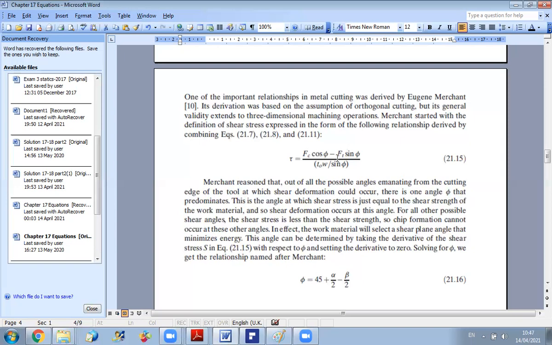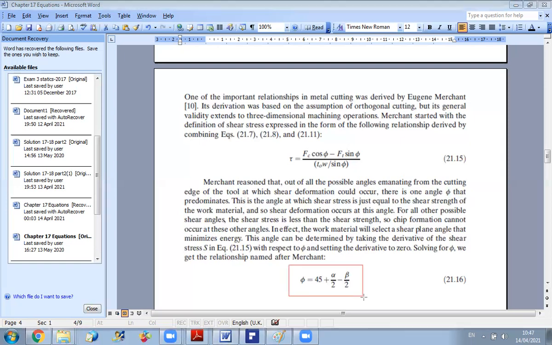When he derived this relation, he came up with the following relation for phi as a function of the rake angle and the angle related to friction. The optimal angle in his derivation was phi equals 45 plus alpha over 2 minus beta over 2. So if they ask you what is the optimal cutting shear angle, you can use this formula. And if you are interested in the complete derivation, all of these derivations are in the YouTube links I posted for you.